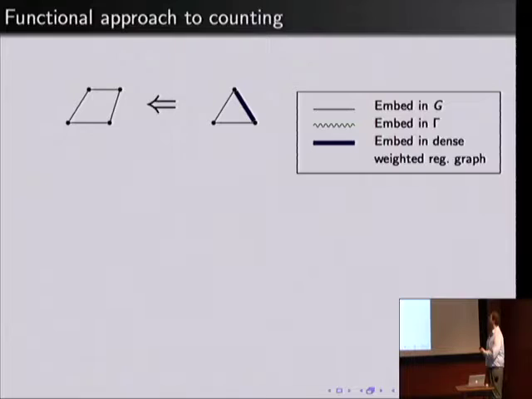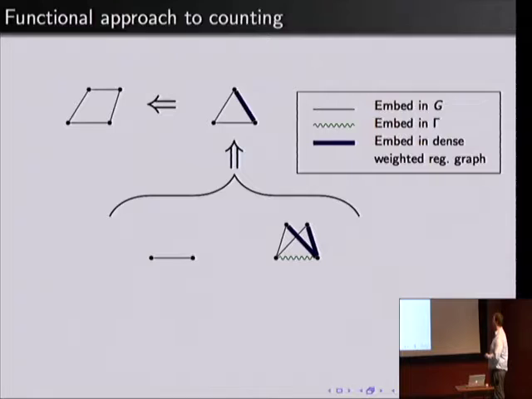And then again, we apply doubling, where we double this vertex using Cauchy-Schwarz. And then we delete the jumbled edges because we can count without those. If we can count these, we can count these. And then again, we can now do densification on this vertex. And we get down to a dense triangle.